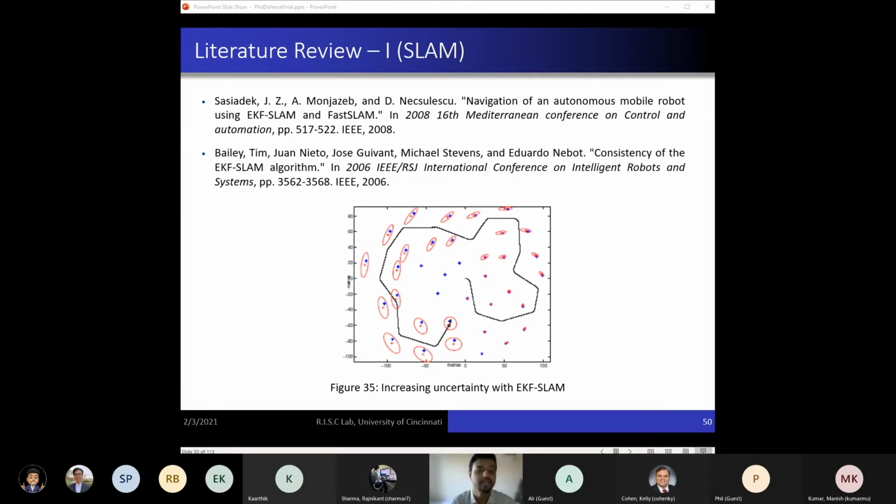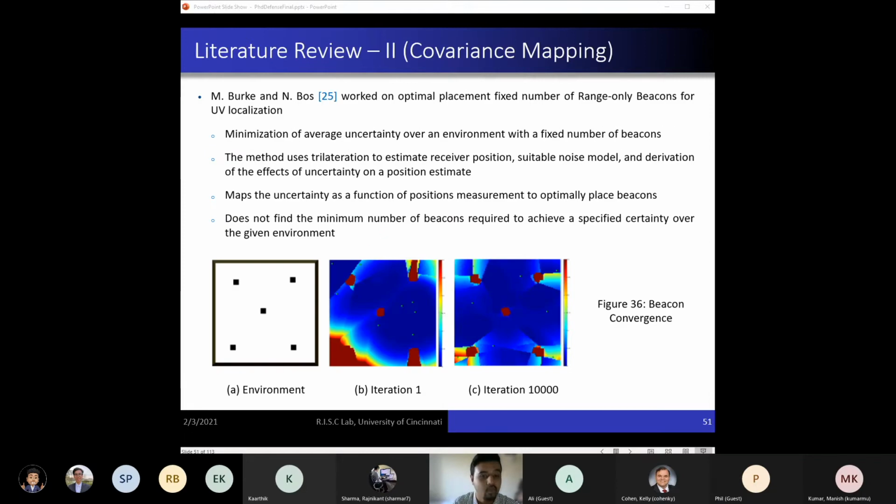But our primary goal is to keep the position uncertainty of the vehicle within a desired bound in spite of the system being unobservable. The work done by M. Burke and N. Bose is the first and perhaps the only work that maps the position uncertainty to a physical and geometrical problem. Their objective was to optimally distribute a fixed set of landmarks in a known environment containing obstacles such that they can minimize the average position uncertainty over the entire region. So this is more like a landmark distribution problem where the number of landmarks to be distributed is already known.